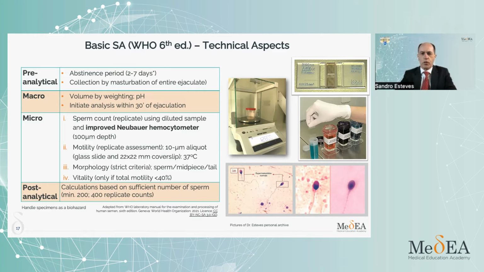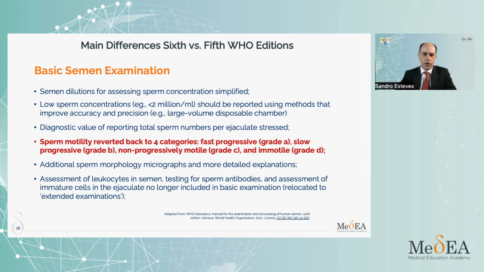Morphology should be evaluated by the strict criteria, and vitality assessment is only necessary when total motility is less than 40%. Lastly, post-analytical aspects relating to calculations, reporting of results, quality control, and quality assurance are also important for the semen analysis performed according to the WHO manual.